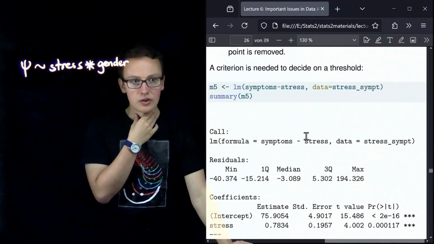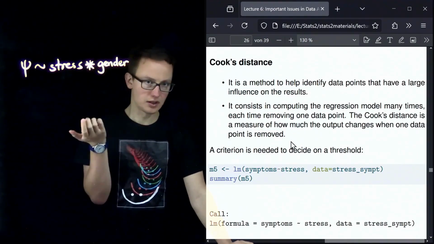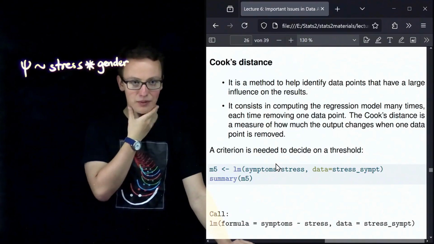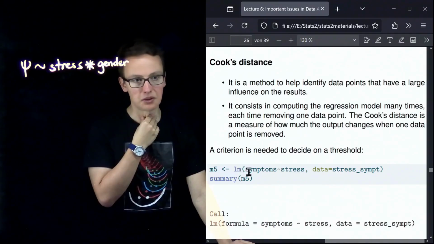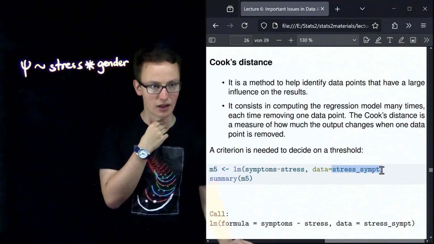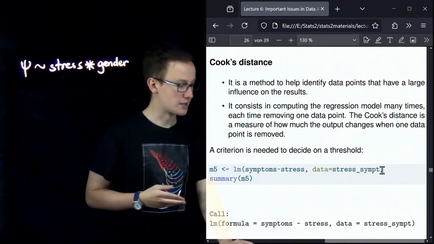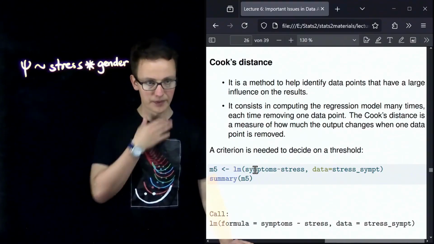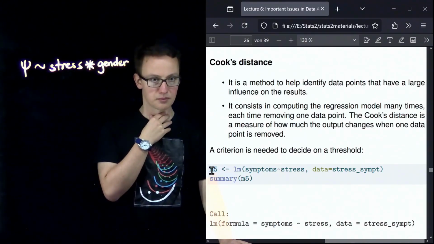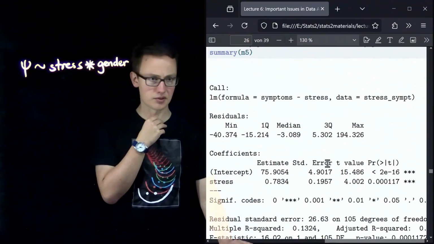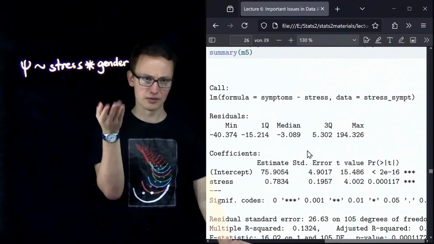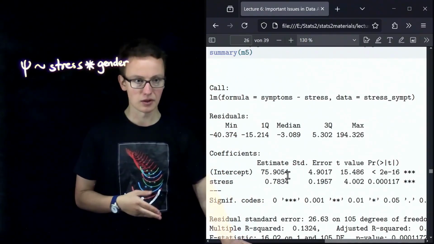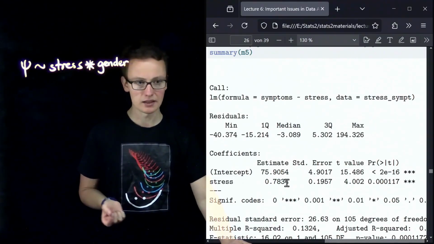And so in R, we can compute the Cook's distance using an inbuilt function from the linear modeling functions. We first fit a linear model of our original data set with psychological symptoms and stress, just the simple linear regression. We put that into a model called M5 here, and here's the model output. This gives us our result that we've already seen a couple of times, that the stress level has a significant influence on the psychological symptom score of about 0.78.